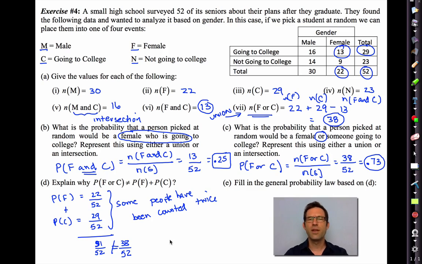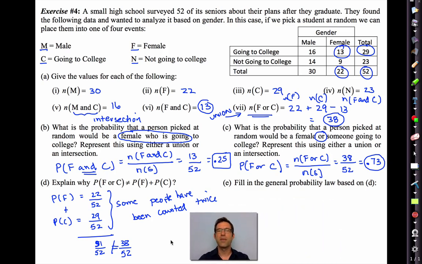Letter E, fill in the general probability law based on D. Okay, and this is really cool. So the key here is that if I want to know the probability of a union, probability of A or B, I can find that by taking the probability of A and adding the probability of B, but then I've got to subtract off the probability of A and B. This is what I would call the double count.